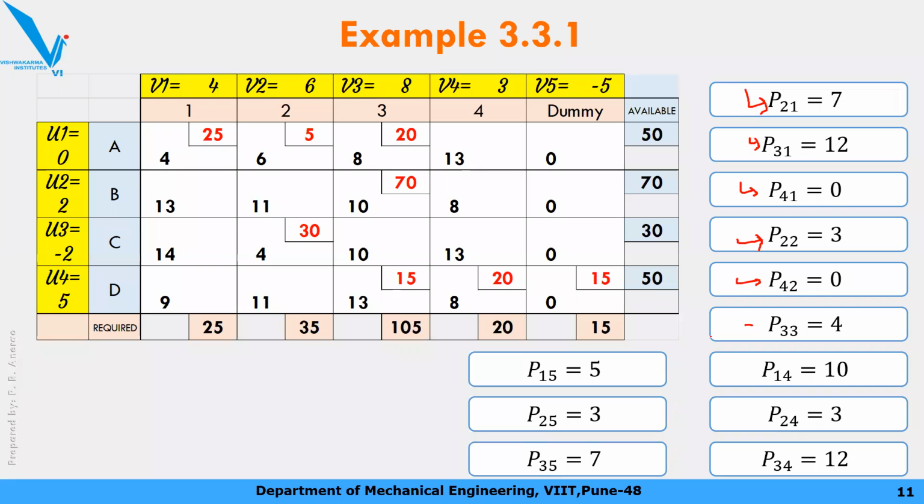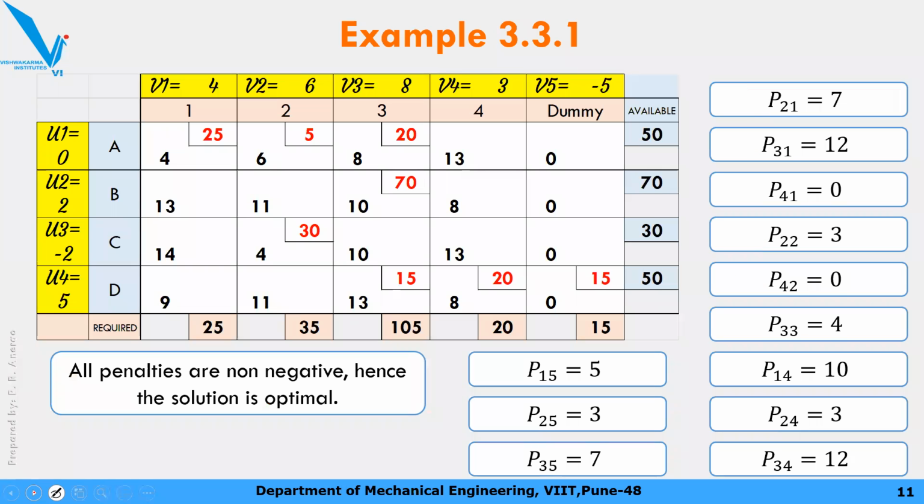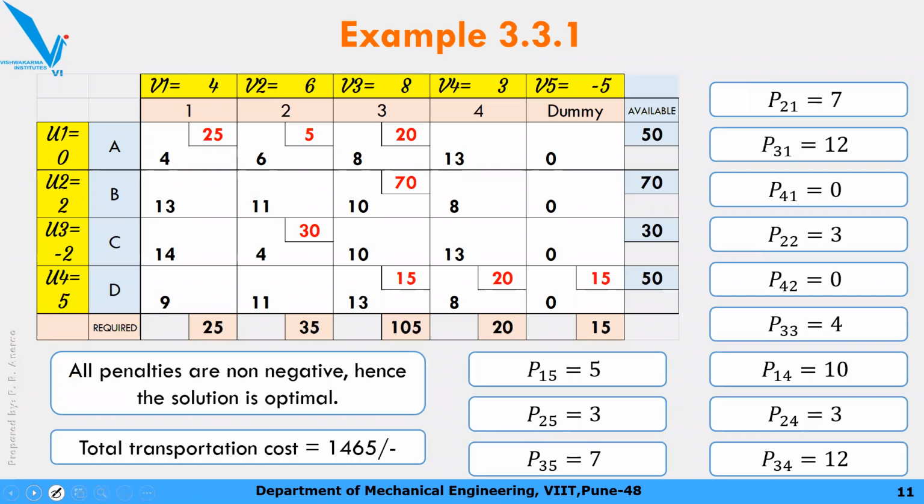If you look at all the improvement indices, all are positive. So that means there is no gain in changing your allocation. So that means this is the optimal solution. This is the optimal solution, and the transportation cost is 1465. So I hope all of you have understood the UV or modified distribution method. Compared to the stepping stone method, this one is very simple. You do not need to make loops and so on.